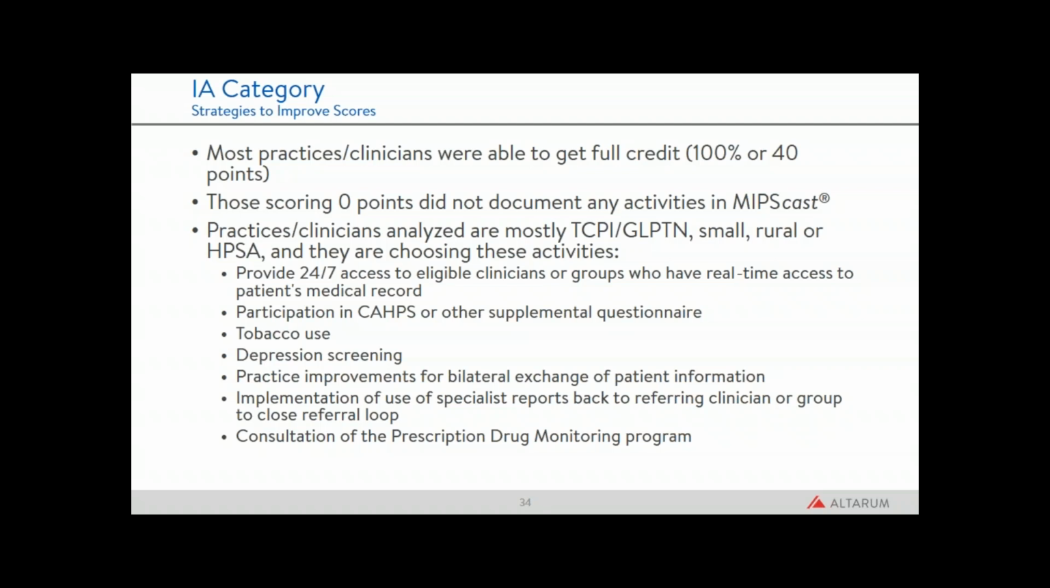Provide 24/7 access, participation in the CAHPS supplemental questionnaire, tobacco use, depression screening, practice improvements for bilateral exchange of patient information, implementation of use of specialist reports back to referring clinician, or consultation of the prescription drug monitoring program. Based on the nature of the clinicians and practices that are using our system and the most frequently selected improvement activities, our data suggests that these may be some potential options for a practice to implement if they're looking for their first improvement activity to implement. So these may be some low-hanging fruit to select and participate in this year and in subsequent years.